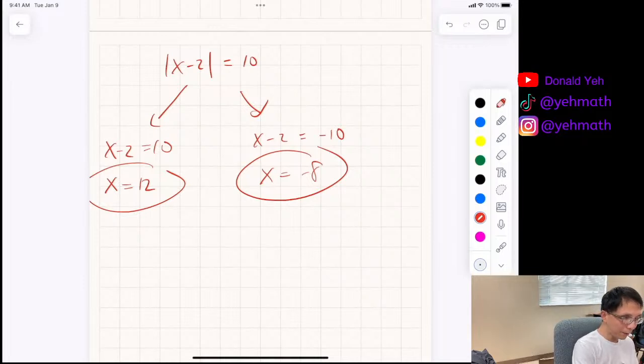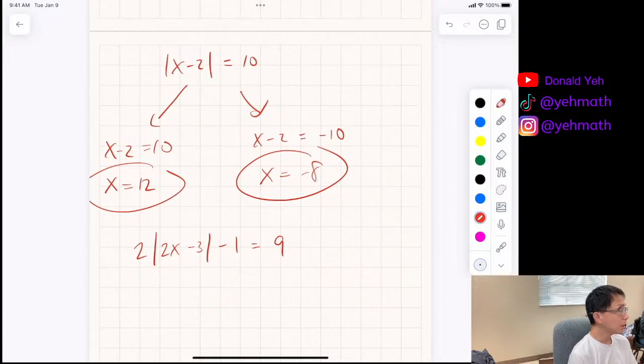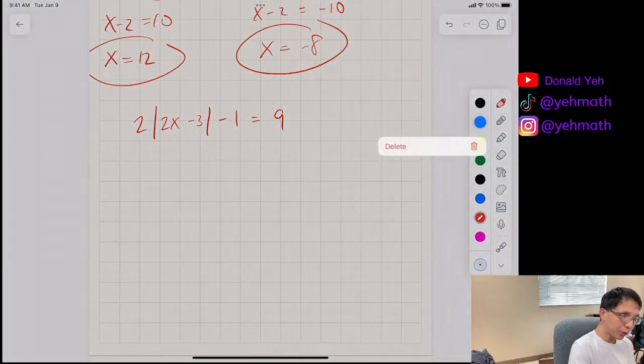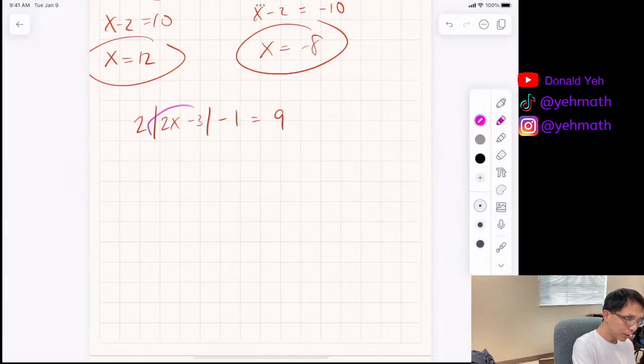So let's just say if I have 3 absolute value 2x minus 3 minus 1 is equal to 9, and I say solve for x. Now the idea is this: always isolate the group function. What is a group function? It's a parenthesis, the absolute value. You want to isolate them. How do you isolate them? Add 1 on both sides. Good job. Because your goal is to get this by itself. Get this by itself first. So you're going to add 1 on each side.